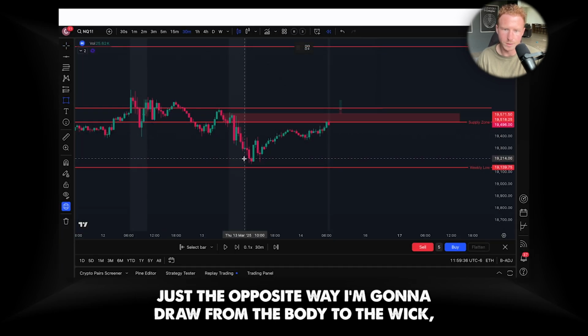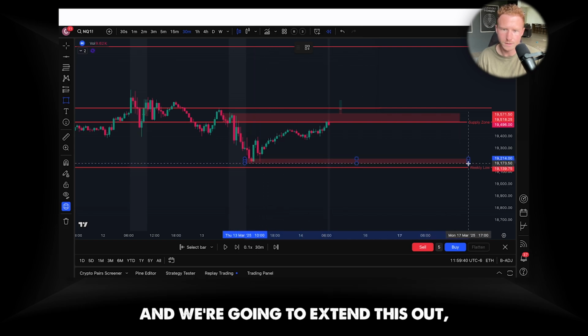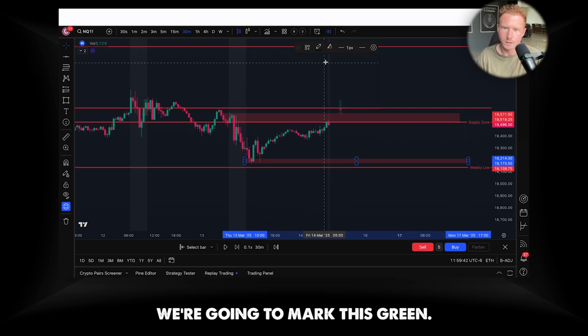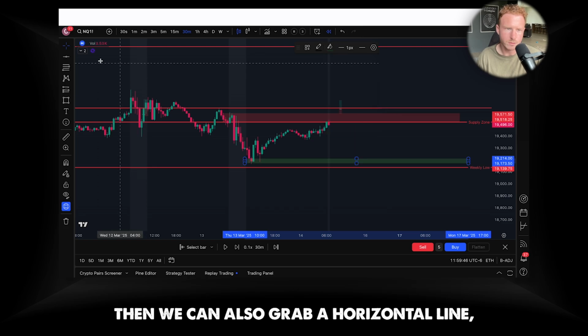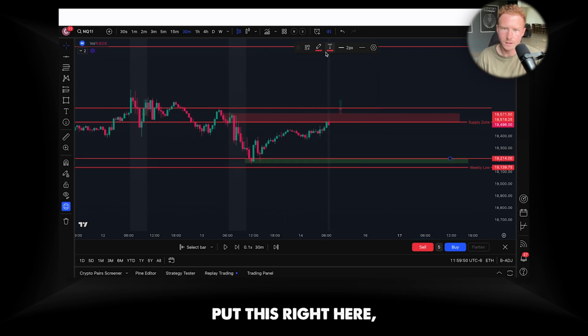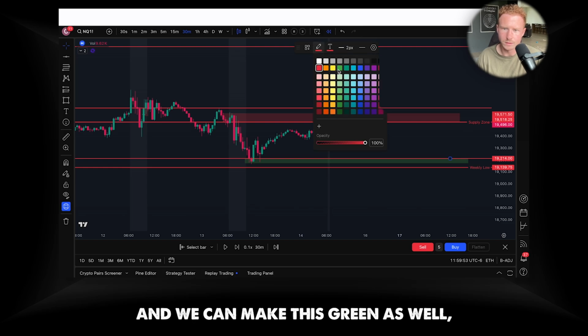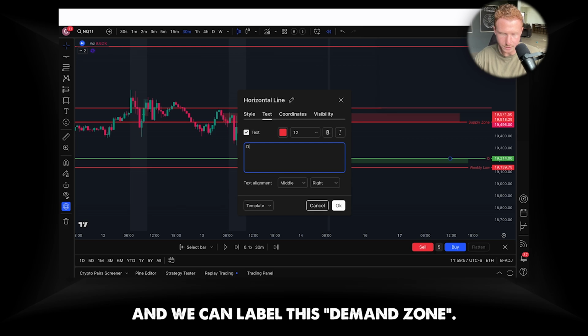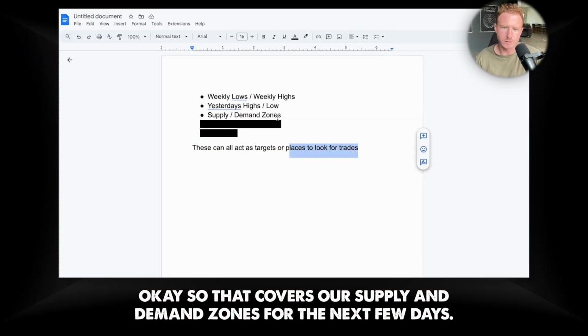I'm going to draw from the body to the wick, and we're going to extend this out as demand. We're going to mark this green. Then we can also grab a horizontal line, put this right here, and we can make this green as well. And we can label this demand zone. Okay, so that covers our supply and demand zones for the next few days.